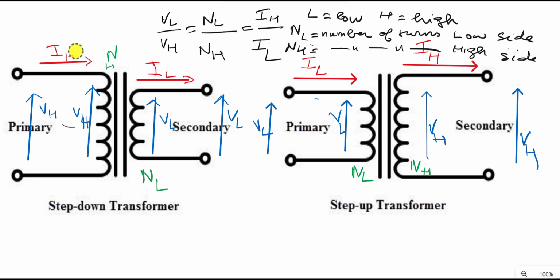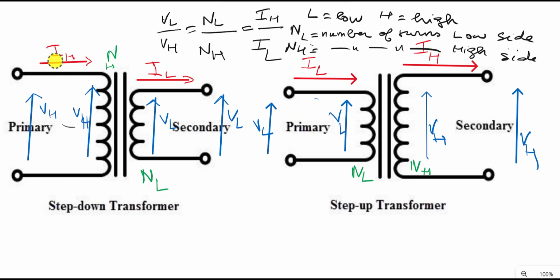Let's talk through this. We have a step down transformer on the left and a step up transformer. All the blue are the voltages. Voltage H stands for high. Voltage L stands for low. Same on the step up. So you can use primary or secondary, low or high. It's the same thing. Doesn't matter.